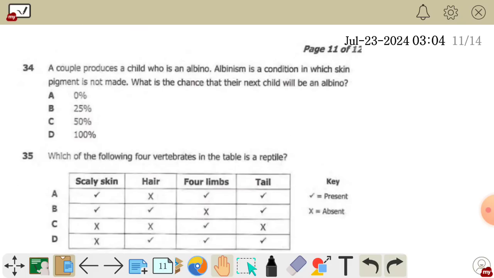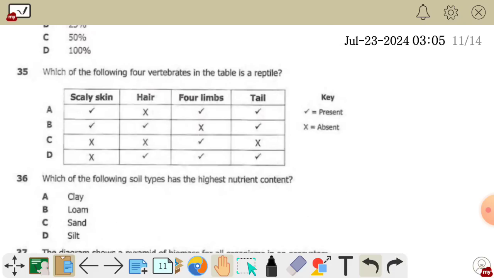Question 35. So question 35 reads, which of the following 4 vertebrates in the table is a reptile? So reptiles have scales. Okay, they can have scaly skin, but they have a scaly skin. And then apart from that, they have no hair. Reptiles do not have hair. They have 4 limbs. For example, a crocodile is a reptile, so it has 4 limbs. Then it has a tail. So the correct answer here is A.